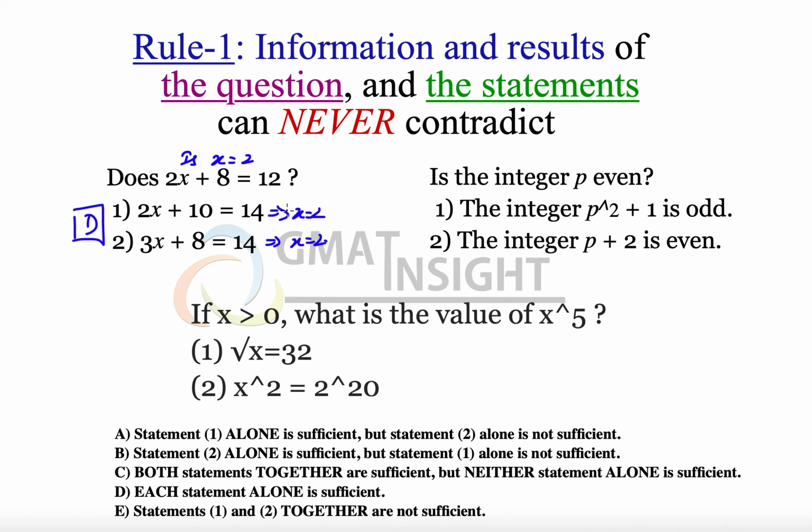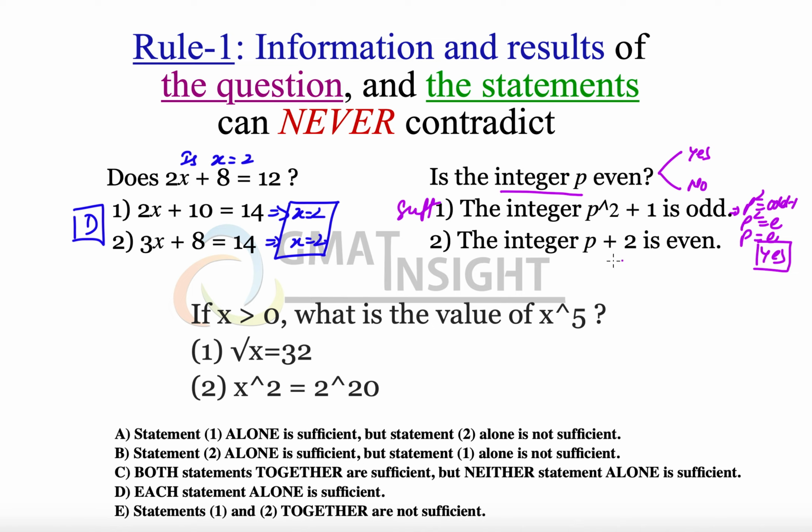But the important fact to notice here is that the first and second statements are both giving the same value of x. Similarly, when we move to the second question: is the integer p even? The answer to this question needs to be given in the form of yes or no. The first statement says that p square plus 1 is odd. That means p square will be odd minus 1, which is even, and if p square is even and we already know that p is an integer, then p will be an even integer as well. So the first statement gives the answer to the question as definitely yes, sufficient.